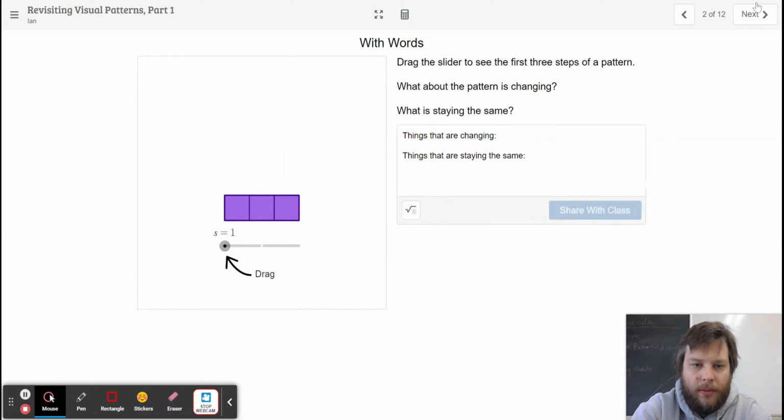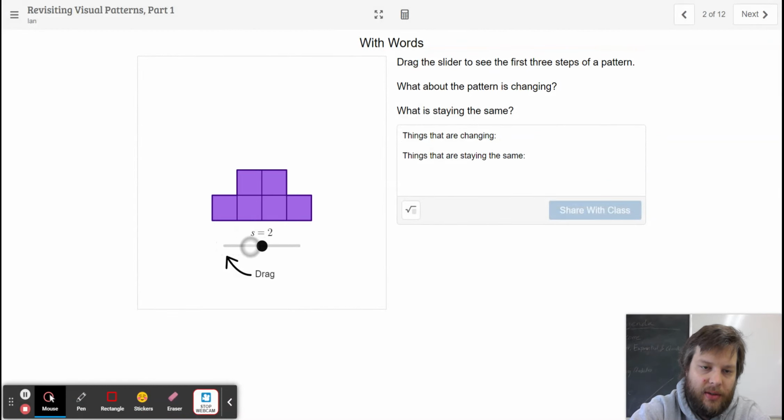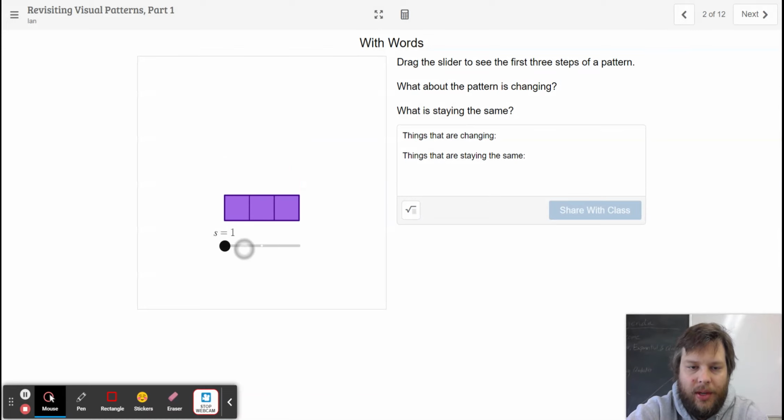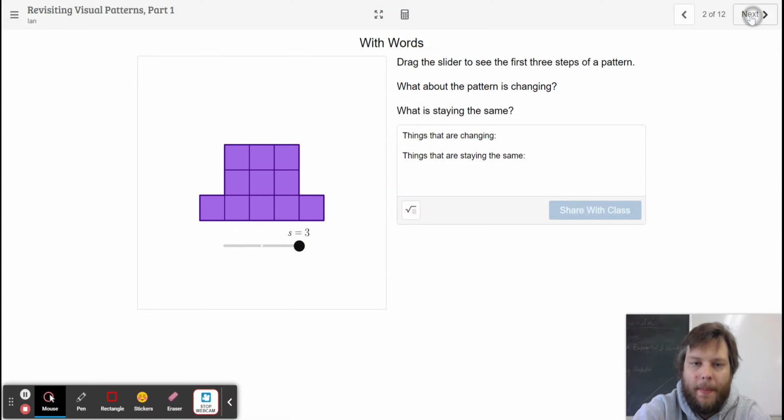So moving along here, we're going to look at how our pattern changes. I see a little rectangle. Then it grows a little bit taller and a little bit wider, grows taller and wider. And when you have something that's growing in two dimensions like that, growing both taller and wider, that's your clue that it's going to be a quadratic pattern.